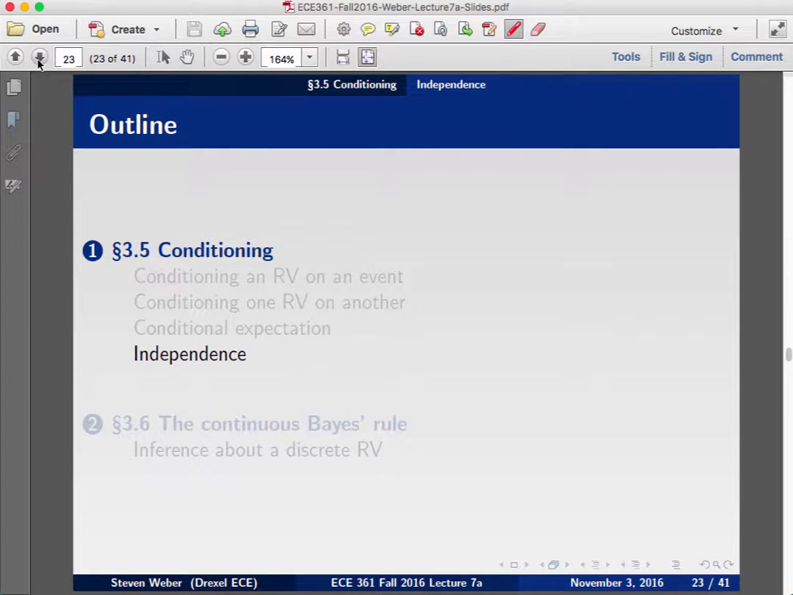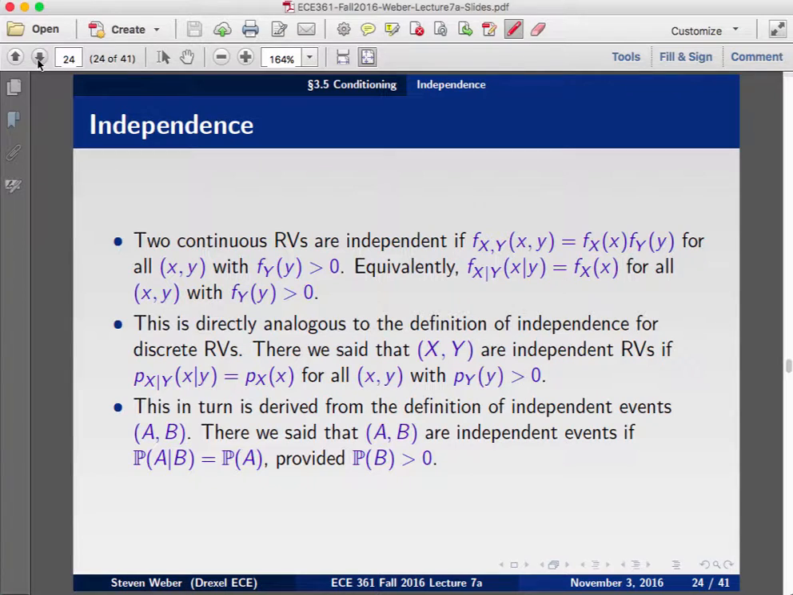Our last subtopic in section 3.5 is independence. And we've already touched on some of these ideas in the past in the setting of discrete random variables and in the setting of events. So let's review. Our definition is that two continuous random variables are independent if their joint density function f of x comma y is equal to the product of their densities, f of x times f of y, for all x and y.